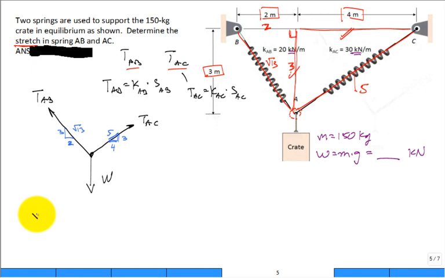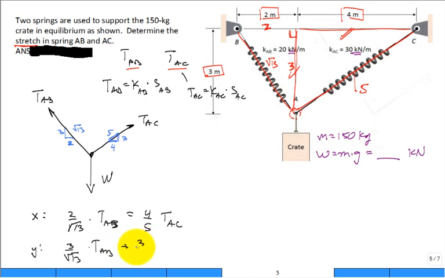So in the x direction, you pick off 2 over the square root of 13 times the tension A to B equal to 4 over 5 tension A to C. Is that our good equilibrium equation? Sum of the forces in the x equal to 0. And then in the y, we're going to have 3 divided by the square root of 13 times the tension A to B plus 3 over 5 tension A to C is equal to the weight.